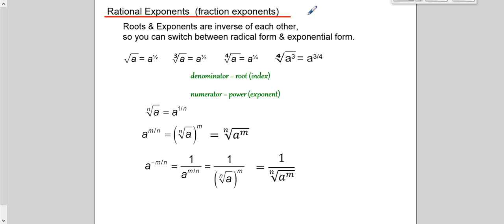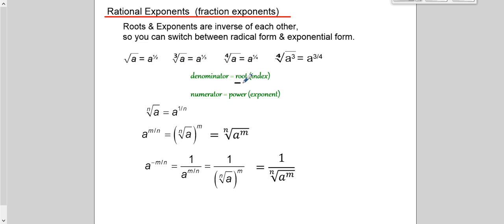Rational exponents, fractions. Roots and exponents are inverses of each other. So you can switch between radical form and exponential form. So the square root of a is really a to the 1/2 power. Cube root of a is a to the 1/3 power. Fourth root of a is the 1/4 power. Fourth root of a cubed is equal to a to the 3/4 power.